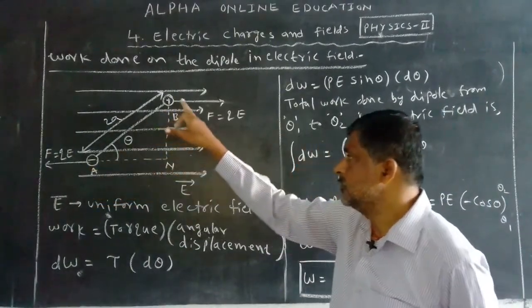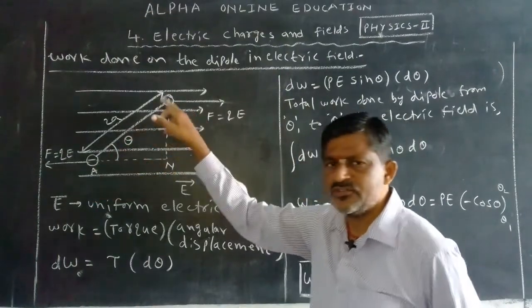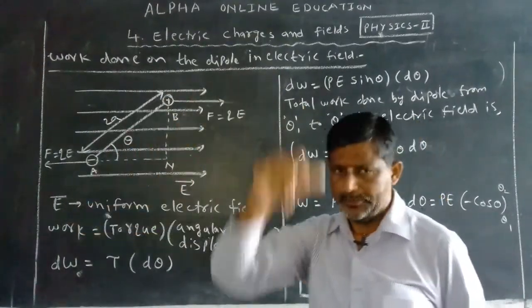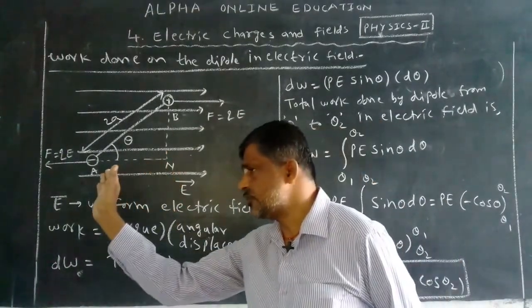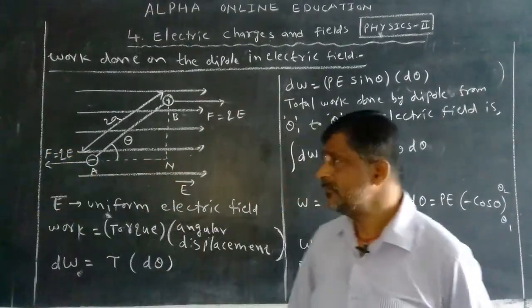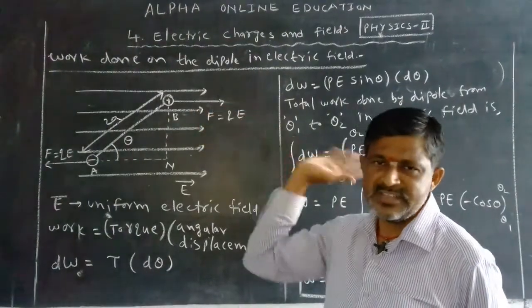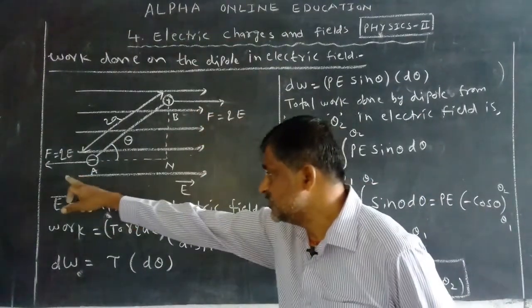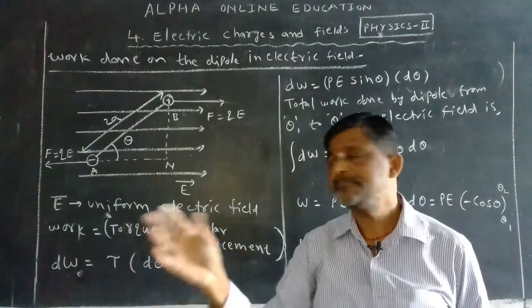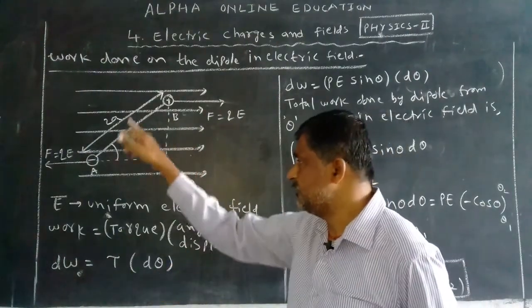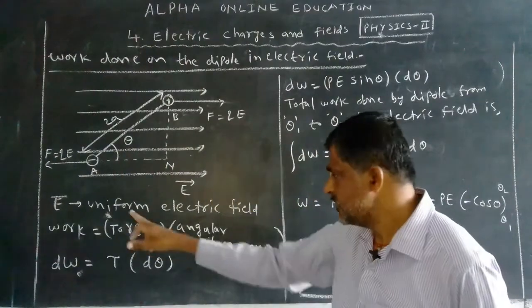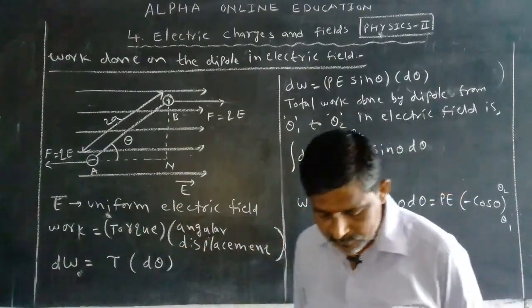Negative charge, positive charge, distance is 2a. It is a dipole. Dipole in the electric field: one force F equals QE acts in this direction, another force F equals QE acts in this direction. This force is the same. So it makes a deflection with angle theta in the uniform electric field.